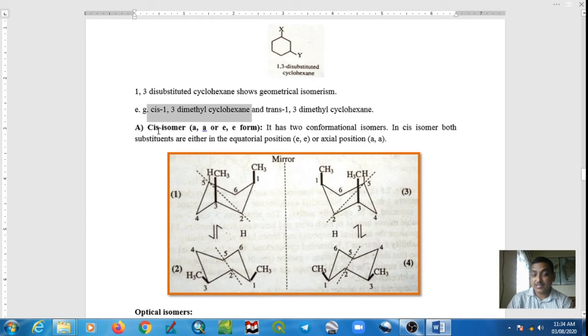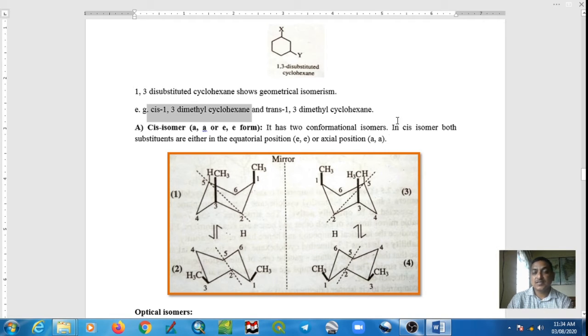So what is meant by cis isomer? All of you know. Cis isomer means both substituents are present on one side. See, this is moving upward, this is moving upward. Both substituents are on the same side. That's why it is called cis isomer. Here also this methyl is moving up, this methyl is moving up. So this is also cis isomer.